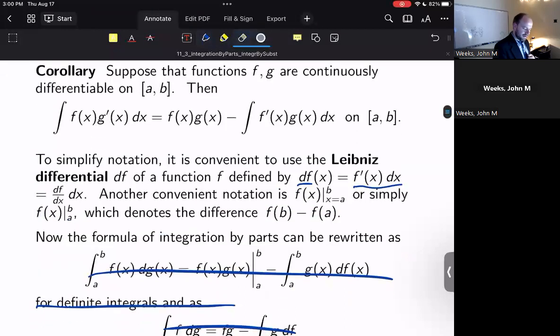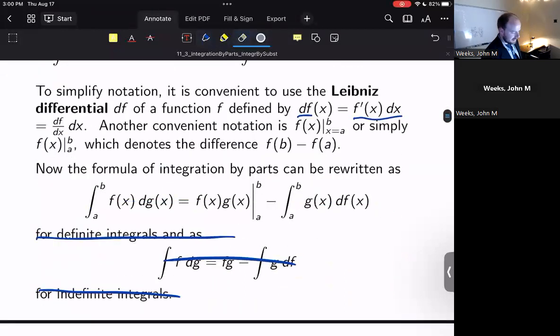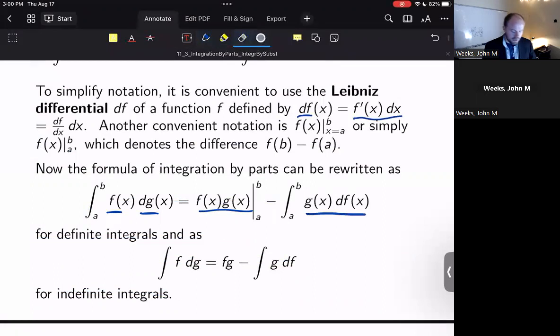Now, the formula of integration by parts can be written in terms of definite integrals like this. We can write this as the integral from a to b of f dg. Notice that we're replacing g prime of x dx with this Leibniz differential. That can be equal to f times g going from a to b minus the integral from a to b of g df. Simplifying that down for indefinite integrals, we get something like this. Just the integral of f dg equals fg minus the integral of g df.